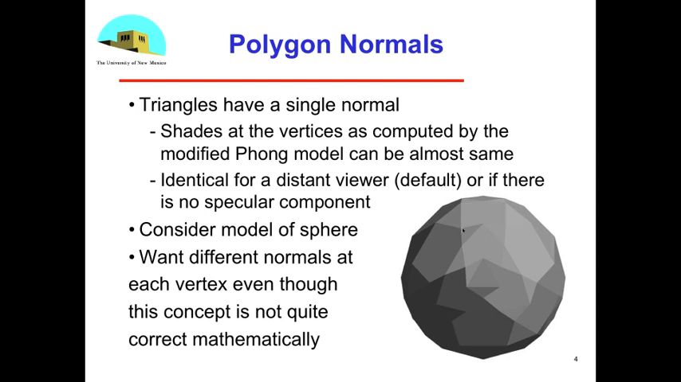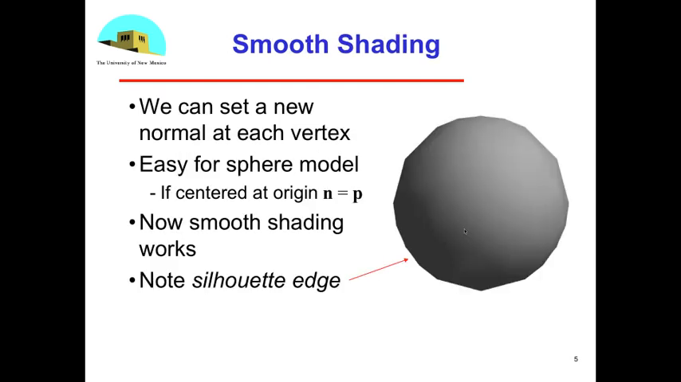And so just for testing purposes, I want to show you what happens if I use the exact normal at each vertex and I apply the modified Phong model to get a shade at each vertex and then let the rasterizer interpolate across the surface of that polygon. This is what I get. And I think this is remarkably smooth.